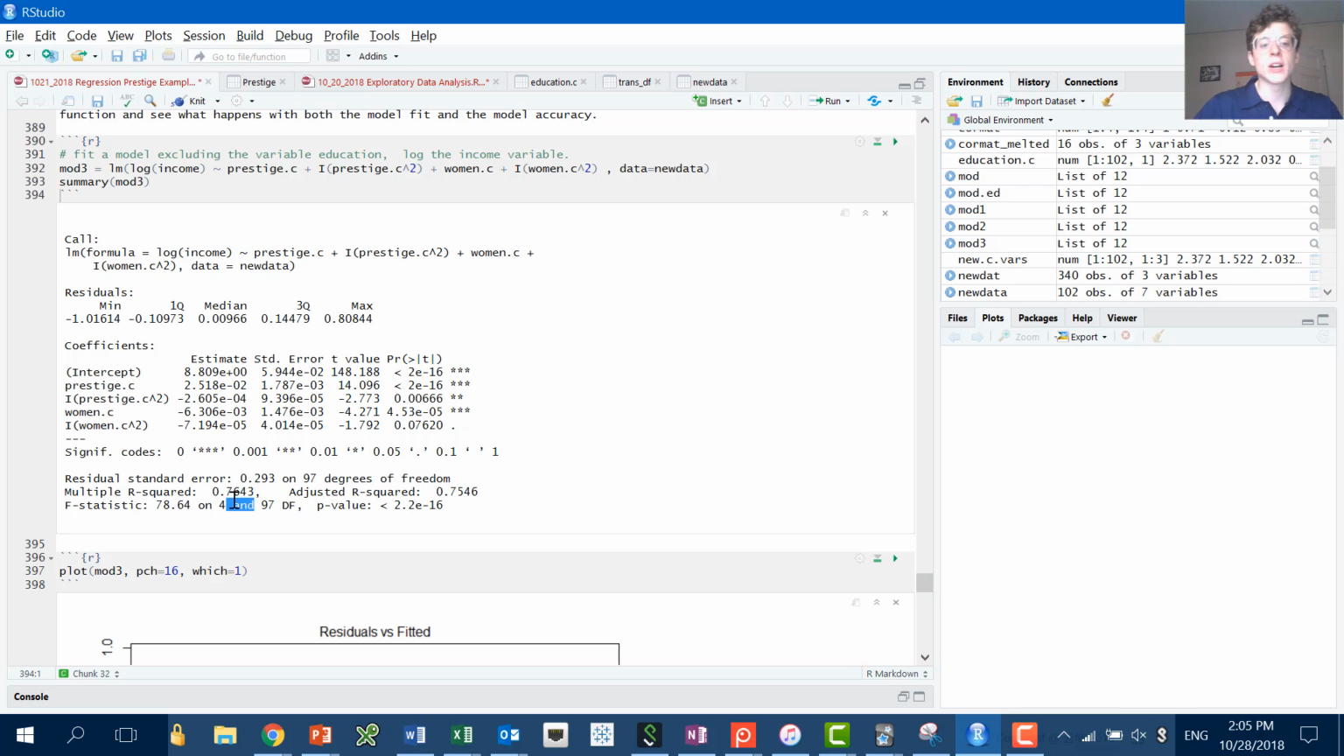So when you're doing your upcoming task, think about transforming variables. This will allow you to potentially make better predictions. But when you transform variables, it gets a little bit harder to interpret.